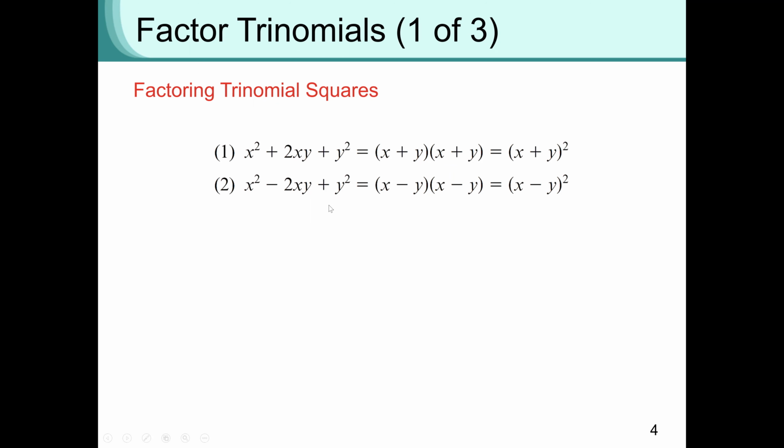The same thing also applies to minus. So if I have x minus y all squared, it is the same as saying x minus y times x minus y, because it's squared, so it will multiply itself. Now, if I multiply x minus y by x minus y, I will get x squared minus 2xy plus y squared. So again, for example, if we have a question which says factorize x squared plus 2xy plus y squared, then the answer will be x plus y times x plus y, or x plus y squared.